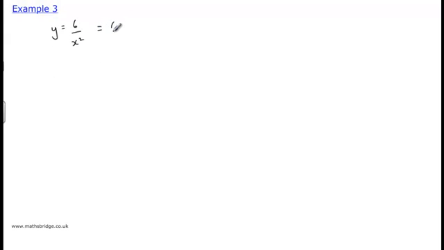In this case, we write the expression in index form first as 6x to the minus 2. Then we multiply through by the new power and reduce the power by 1. So now we have a sum of two terms. We differentiate each term separately and we add the resulting differentials.